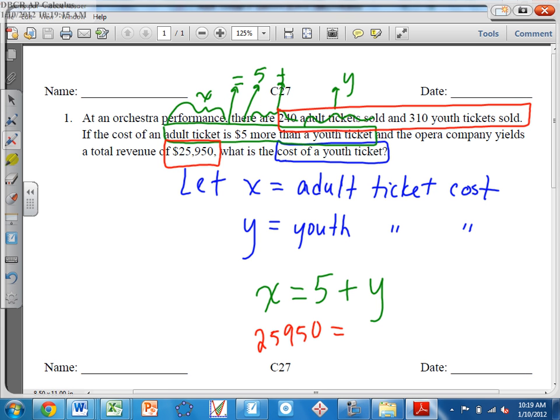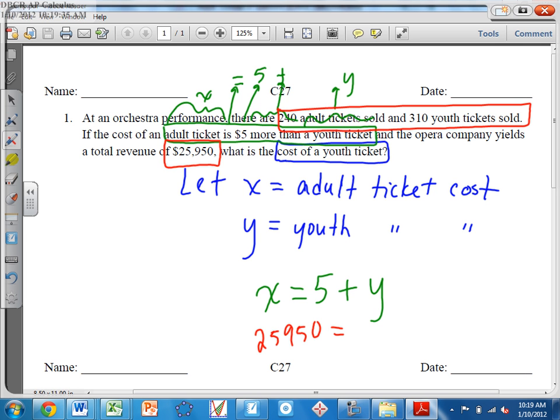What does X represent? Adult ticket. I said that. For how many tickets, though? 240. No. The X represents the adult ticket cost for one ticket. Remember, if you solve for X, you're going to get like $5, and you'll get like $7 or something. So this is for one ticket. How many tickets do I want, though? 240 adult tickets. So, what can I do?